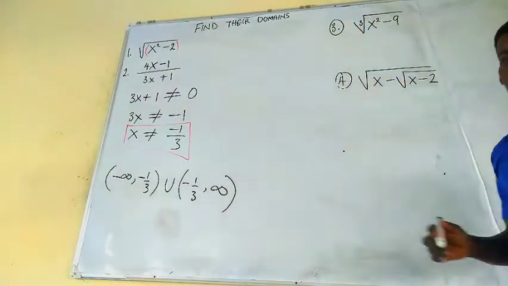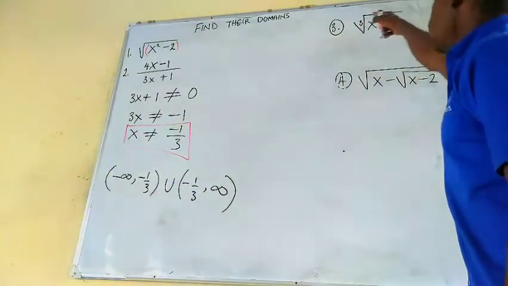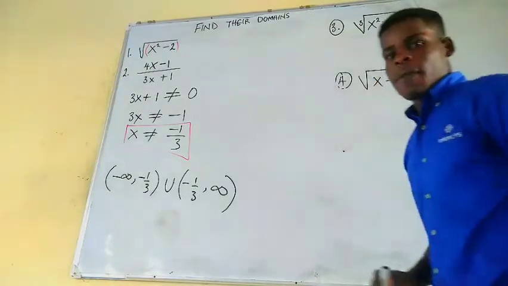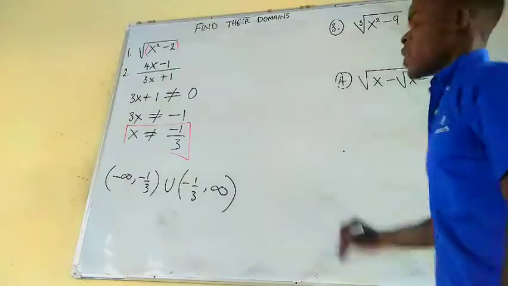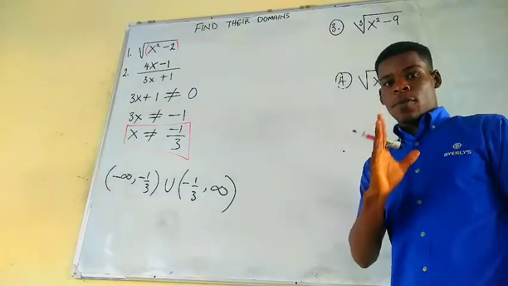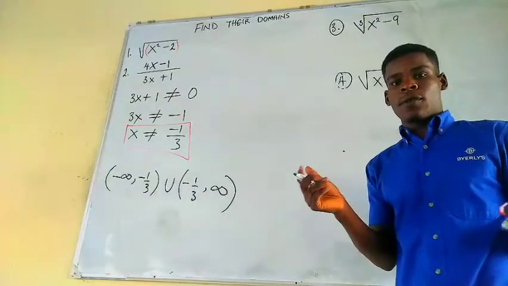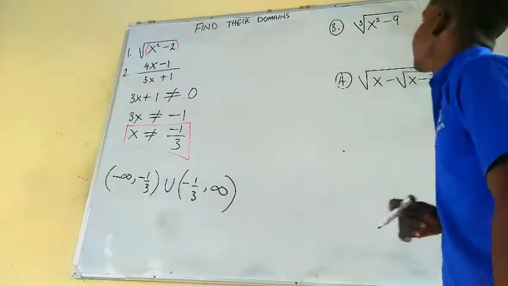We can go on to number 3 real quick. We have the cube root of x squared minus 9. What is the domain of this right here? In fact, the domain of this right here is the set of all real numbers. Why? Well, this is a cube root. It's unlike the square root or even root.